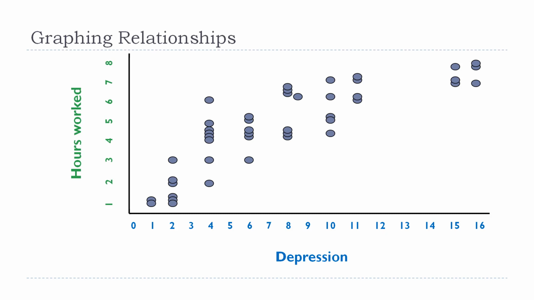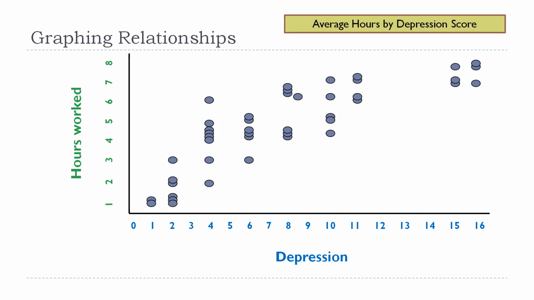Now, what do I do with all this? In order to calculate the average number of hours by depression score, well, we start with the 0 point on our depression scale. And there's no people who scored a 0 and a 0. So we just leave that blank, or we'll use dashes to show that there's nothing there. For the number 1 on the depression scale, we have 2 people there. And both of them scored a 1 and a 1, right?